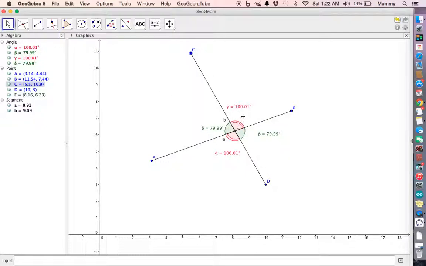360 all the way around. 360 would be all the way around here, starting from D all the way back to D. Exactly, 360. And half of that's 180.